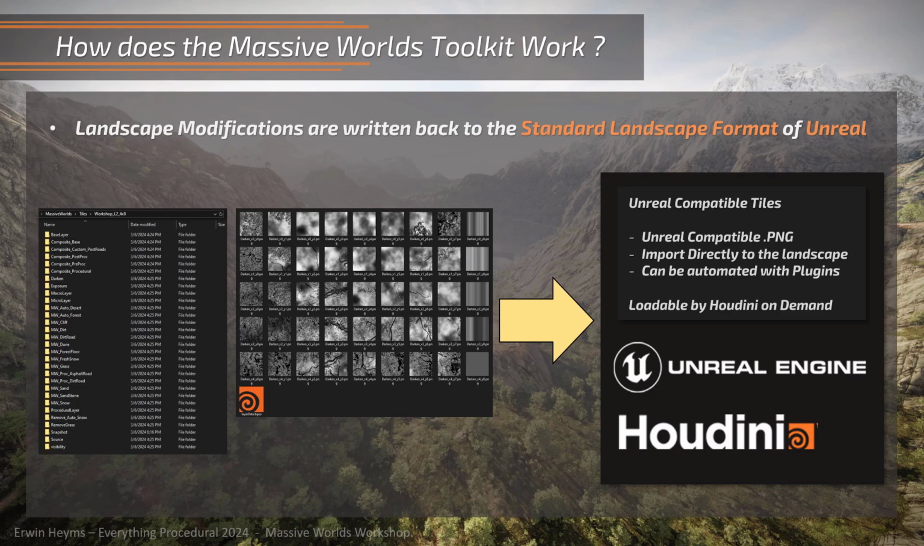Now, once you're done, these landscape modifications are written back to the standard landscape format of Unreal. Like I mentioned before, they are the Unreal compatible PNG files. You can then import them directly to the landscape, and this can even be automated, the import process, using a plugin. Plus, the toolkit itself can load these files as well to load the landscape information on demand. And it has the same level of precision that Unreal does. So everything should line up perfectly.